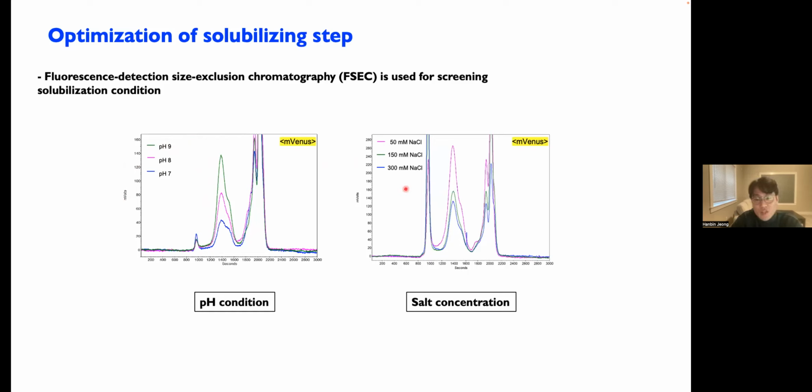And moreover, when I changed the salt concentration to 50 millimolar, which is lower than normal TBS, usually 150 millimolar, the isolation efficiency also increased more than twice. So I set the solubilization buffer with high pH and low salt condition with the detergent GDN.